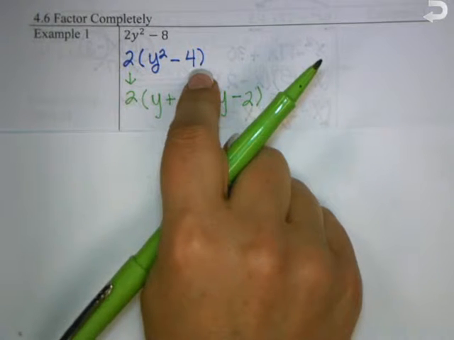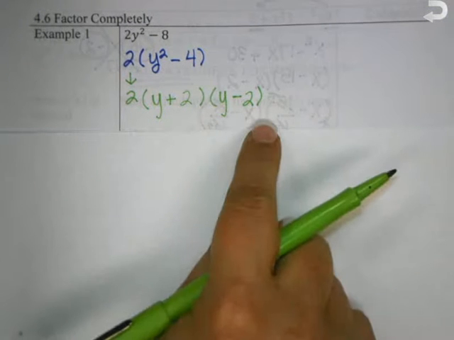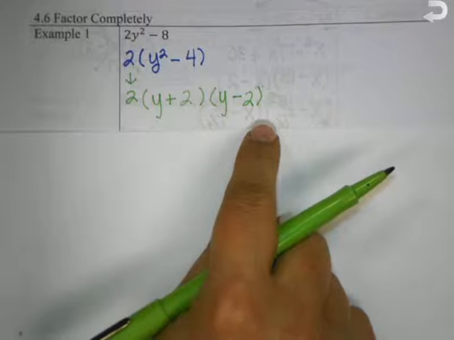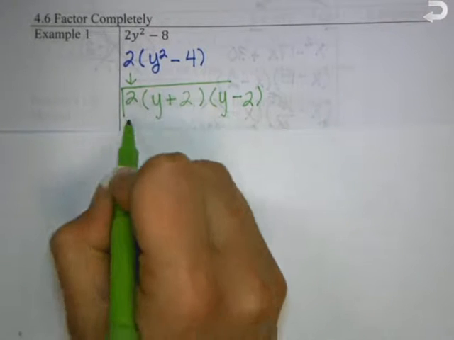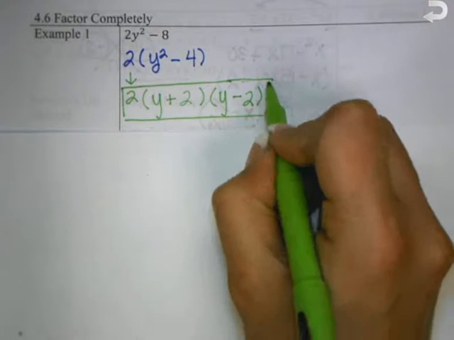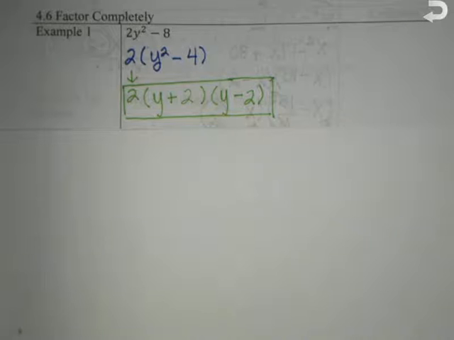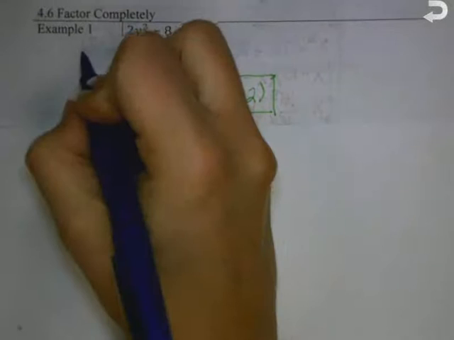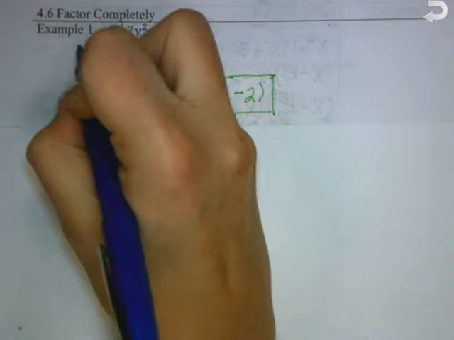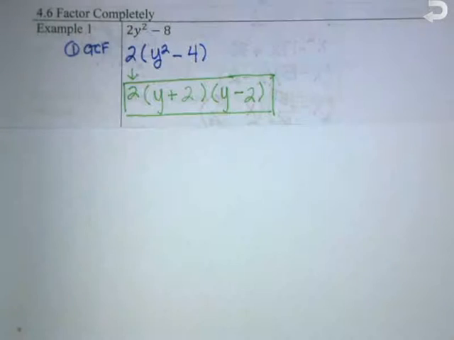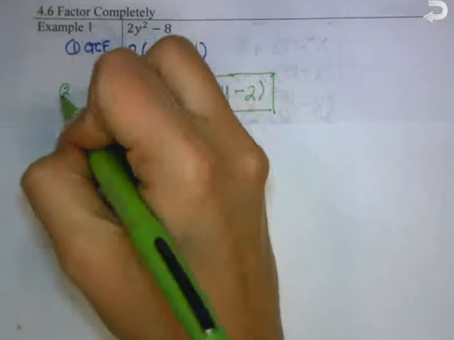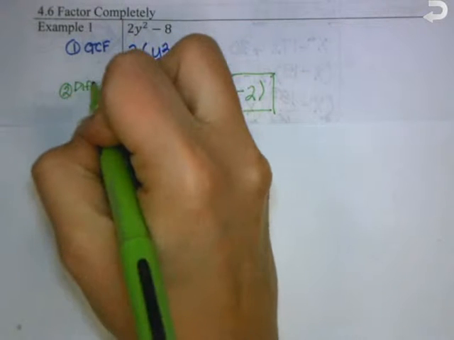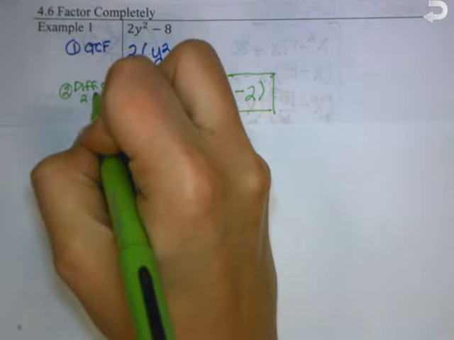Good. Let's look. Does this look factored all the way? Yes, it does. We can't do anything else to it. So we are done. That's your answer. So we had to use 2 methods here, right? In the first step, we use GCF. So we use GCF first. And then we use difference of 2 squares second. So I'm just going to write those so that we know what we use. Difference of 2 squares.